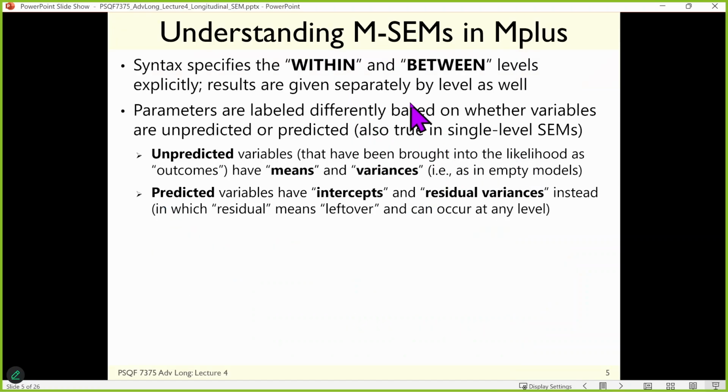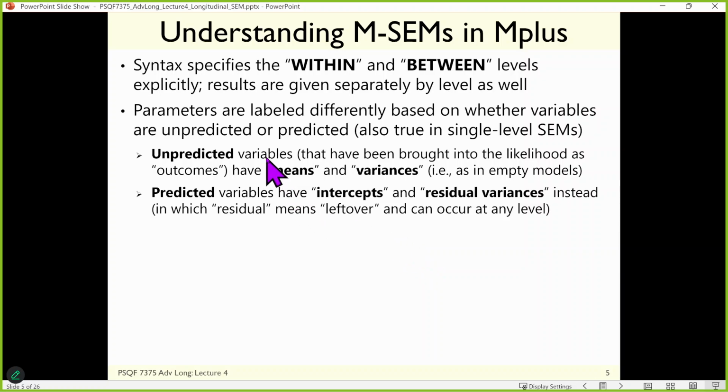All right, so the between and within then, the way that this works in Mplus, is that you have a within model, and then you have a between model. And it corresponds almost exactly to the model notation that we've been using with hierarchical notation. Like you write your level 1 model with the beta placeholders, and then you define how they're created in level 2 with a fixed effect, potentially a random effect, and any potential interaction terms as well. Parameters are labeled differently depending on whether they're predicted or unpredicted. So this makes it a little bit tricky.